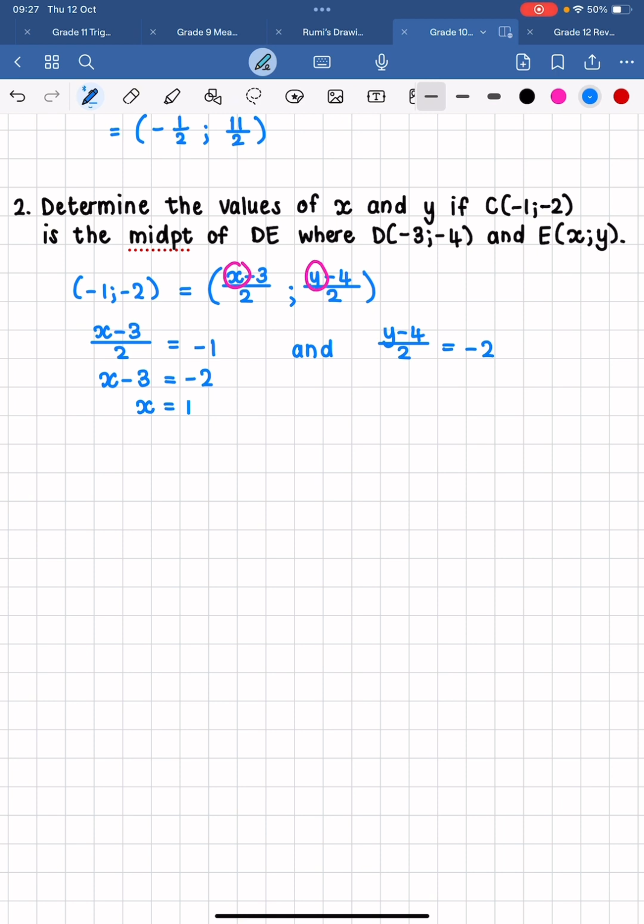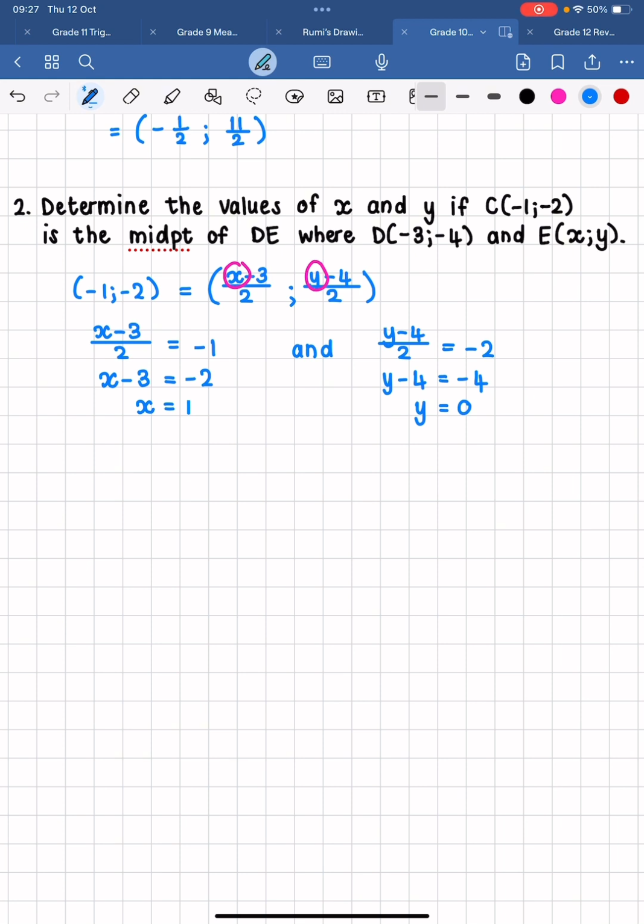Right, now we can solve for y on the other side as well. So we're going to have y minus 4 equal to -2 times 2, which is -4. Now here, what's the opposite of subtracting 4? Adding 4. So guys, what's -4 plus 4? 0. So that is the y value of E.